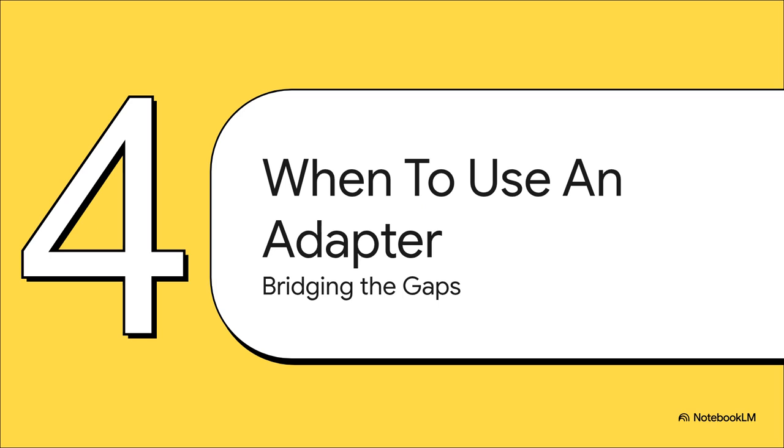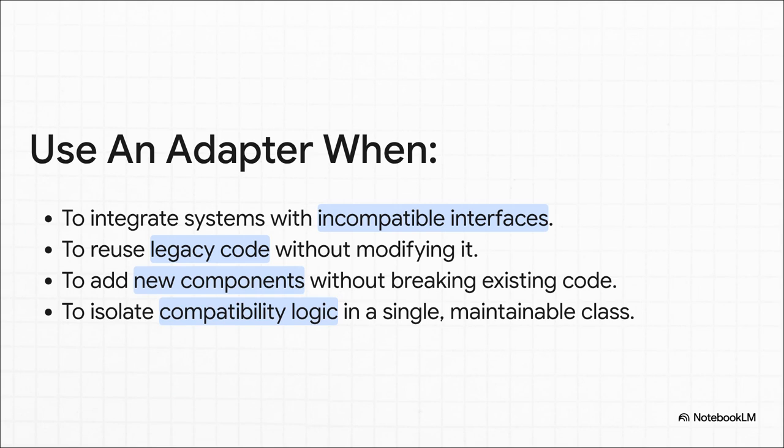Okay, so now that you see how it works, it's probably becoming really clear when you'd want to use this thing. It's all about bridging those gaps. So when do you pull this tool out of your toolbox? Well, the most classic case is exactly what we just talked about. You have some great legacy code or maybe a third-party library that you just can't change. Instead of ripping your own code apart to make it fit, you just build an adapter. It also means you can add new stuff to your system without that constant fear of breaking what's already there. And probably the best part, all that messy, weird translation logic, it's all tucked away neatly in one place. One class that's easy to find and easy to maintain.